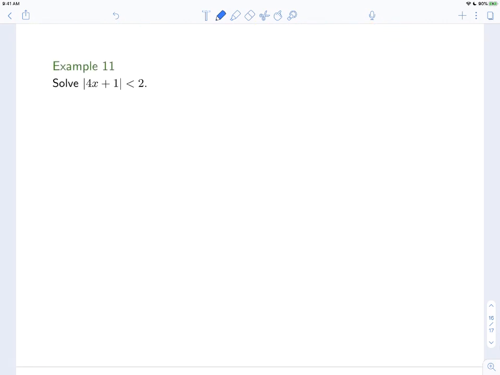Let's do another example. This is a strict inequality. That means don't include the endpoints, exclude the endpoints. But you still do the problem basically the same way, you just don't include the endpoints. Okay, so step 1 is to replace inequality with equality.